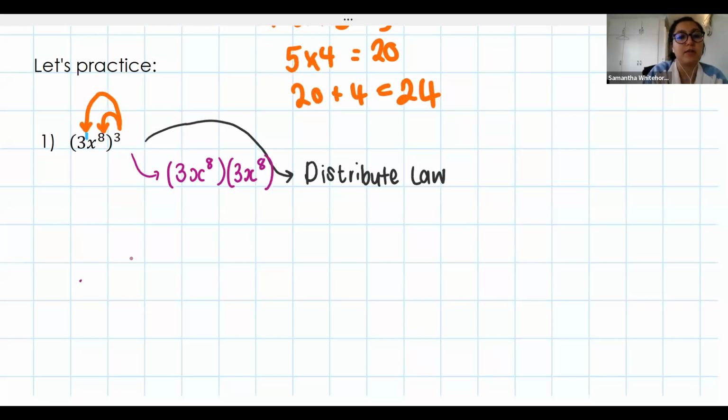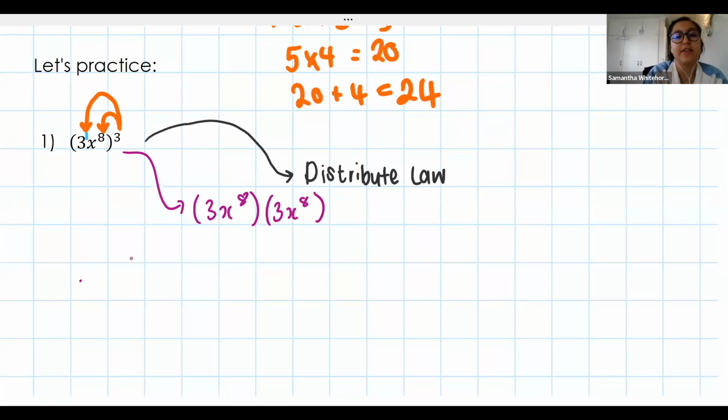Let's try and move down a line. 3x to the power 8, 3x to the power 8, 3x to the power 8. Now, the reason I'm saying don't expand is just because if that exponent outside your bracket is like 20, you don't want to write 20 brackets, but it is a way to hopefully understand the distributive law. So now we want to go and multiply those exponents.